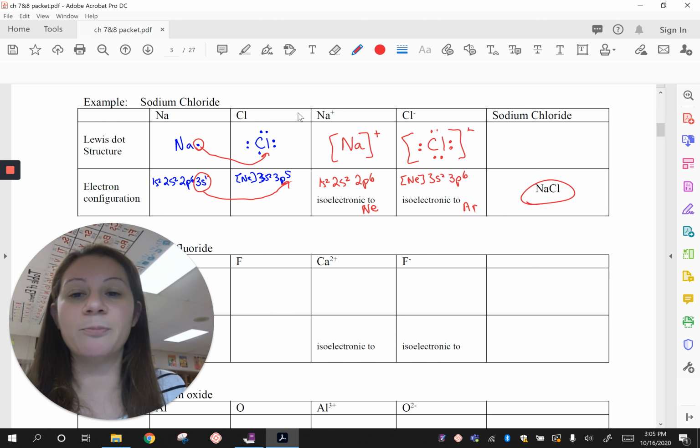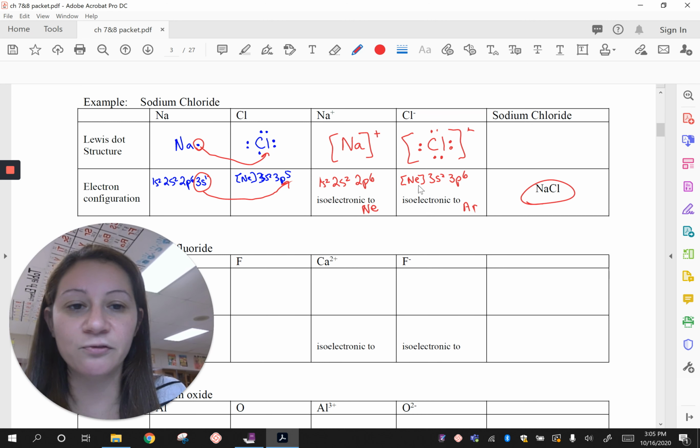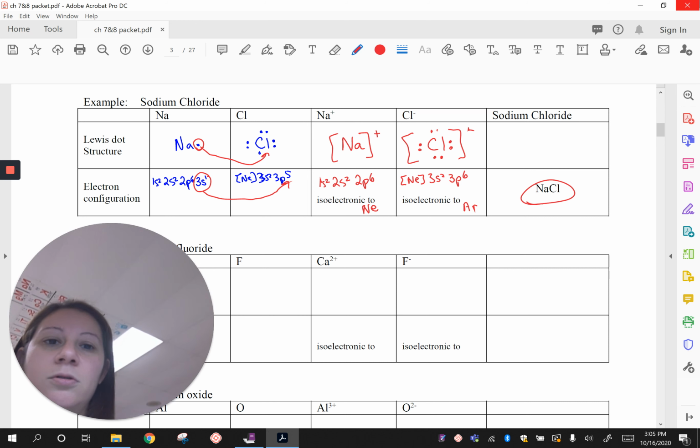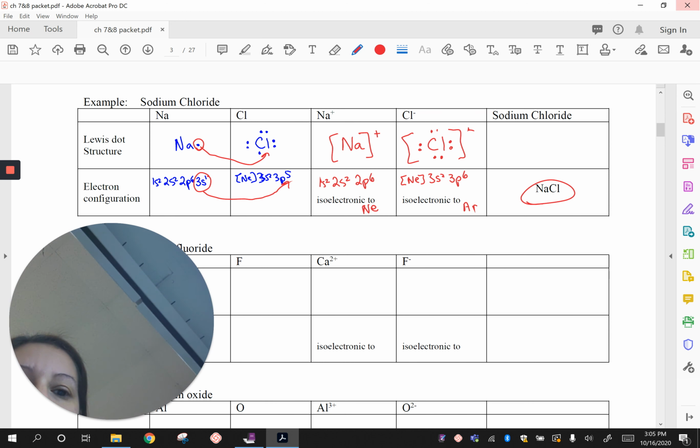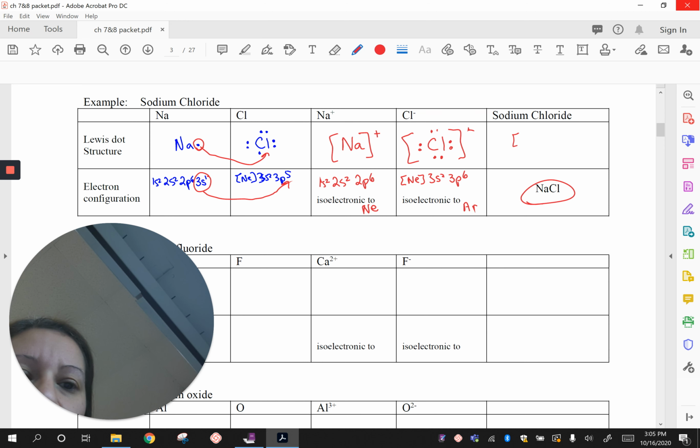Now, even though it's made up of ions, in the formula we never show the charges because the compound has to be overall neutral. So 1 plus and 1 minus makes it neutral, so we don't put charges here. To show the formula with the Lewis dot structures, we basically put the two ions next to each other like this.